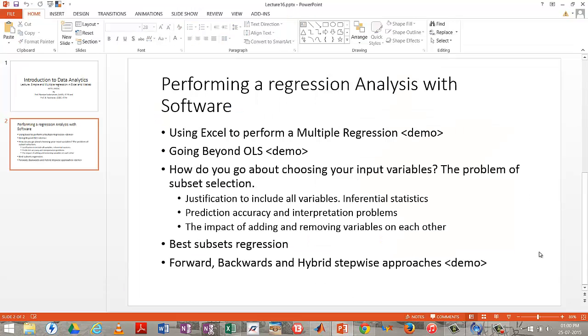Great. So with that, we conclude our lecture on showing you how to perform a regression and interpreting results through software, as well as tackling the problem of variable selection or subset selection. Thank you.